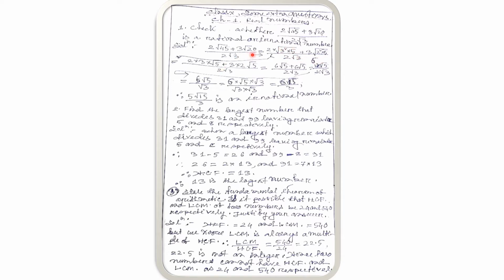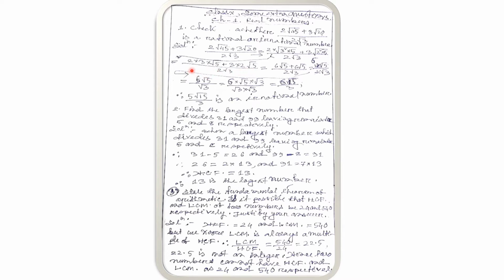this is 20. 20 means 3 into 4 into 5. 4 means 2 square into 5. So 3 into 2 square into 5, and 2 will come out. So it is 3 into 2 into root 5 plus 3 into 2 root 5.